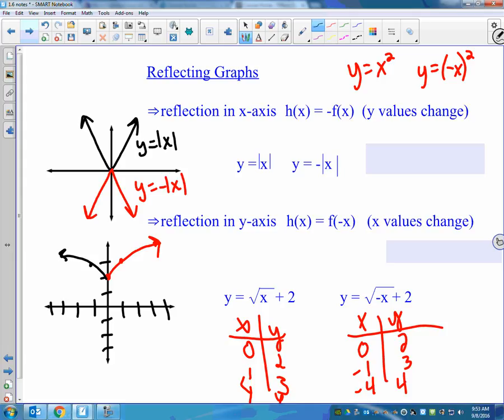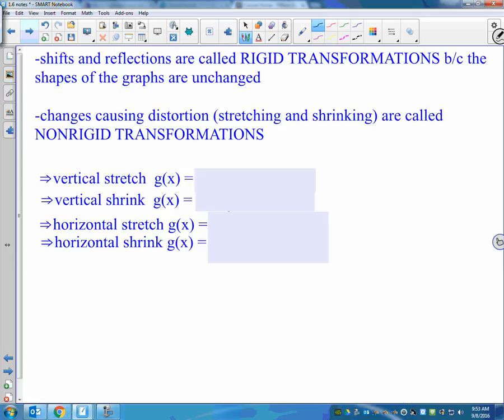The other thing I want to talk about is what happens when you stretch and you shrink that graph. So everything we did so far, moving it left and right or flipping it over, we haven't actually changed the shape of the graph. So we can use those parent graphs and we're just sliding it around or flipping it. We call those rigid transformations because everything stays the same. And we can also talk about stretching and shrinking the graph, and they call those non-rigid transformations.